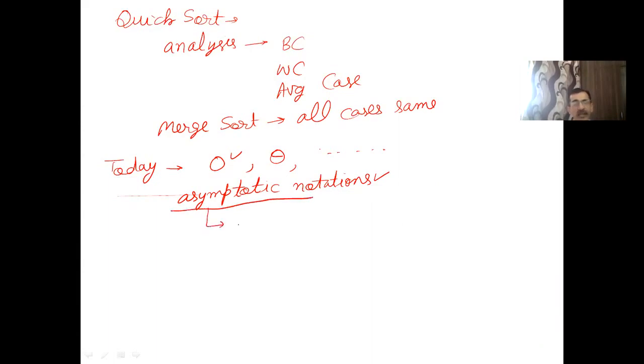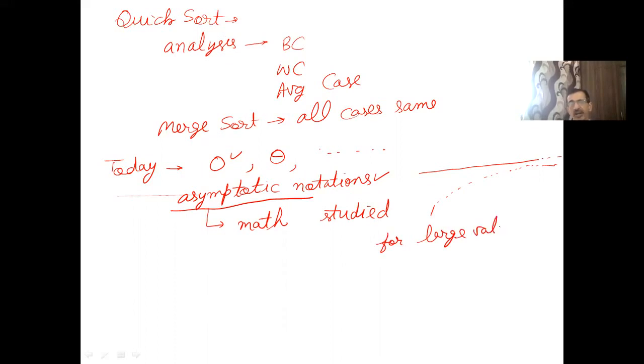Asymptotic, mathematically you have studied this word. In maths you have studied, and effectively you know what asymptote means. If you have some value going, in the longer run, towards infinity or towards a particular value that it is going to touch upon, this is what asymptotic means. So effectively, we say for large values, what will be the approaching limit, we are going to see that.